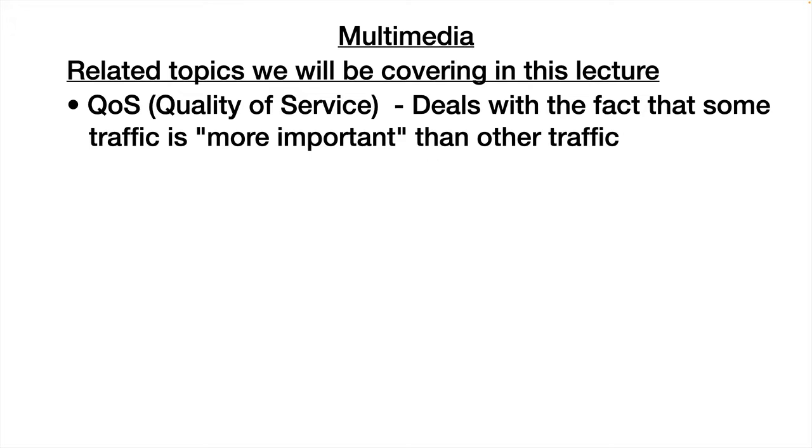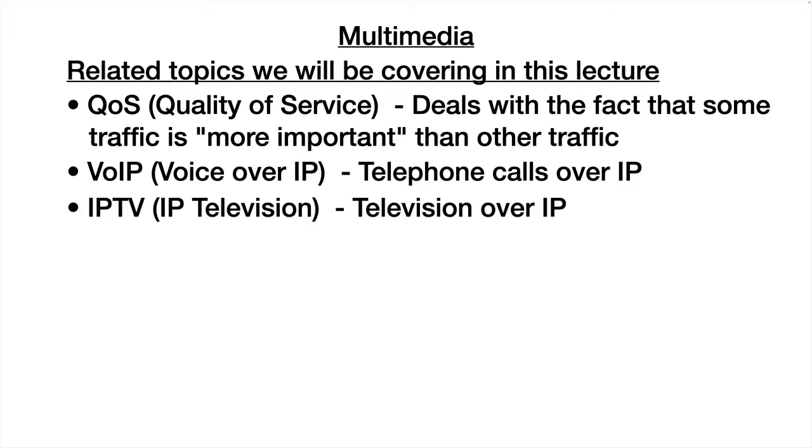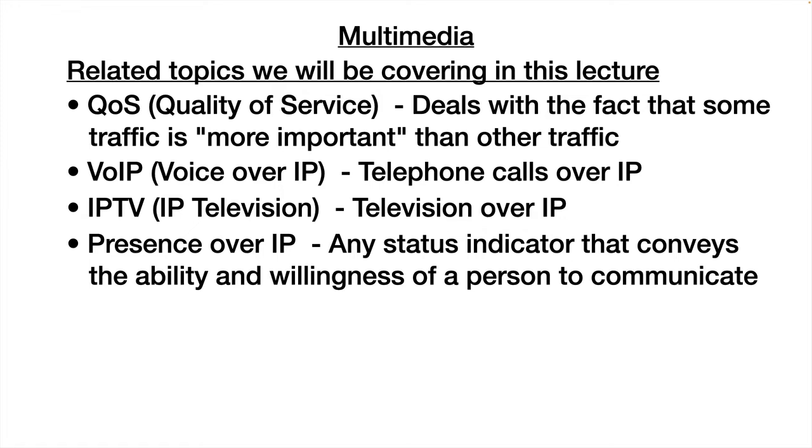So some of the things we'll be talking about, I'll make a pass through this list really quick and then go back and spend a little bit of time on each. Quality of service is first. It deals with the fact that some traffic is, quote, more important than other traffic. We'll talk about voice over IP, which is making telephone calls over the internet protocol. We'll talk about IPTV, which is television over IP. And then we will talk about presence over IP.